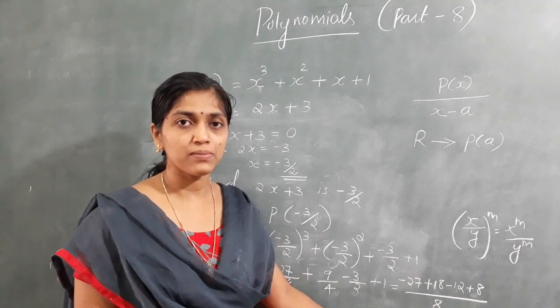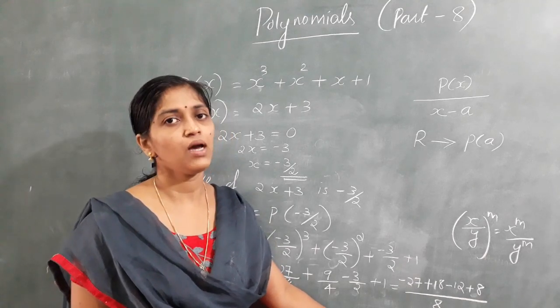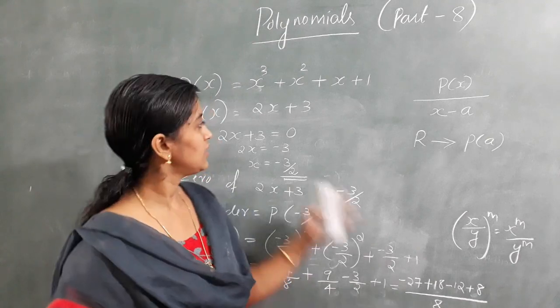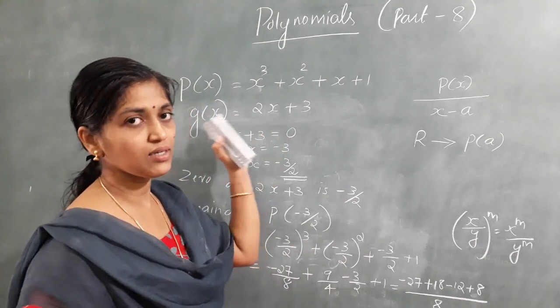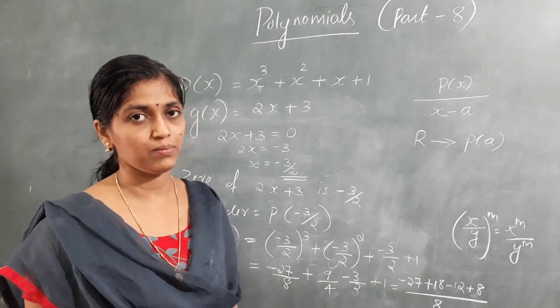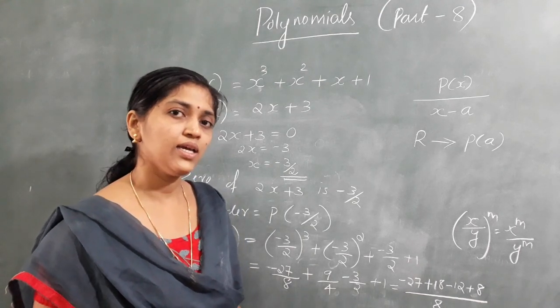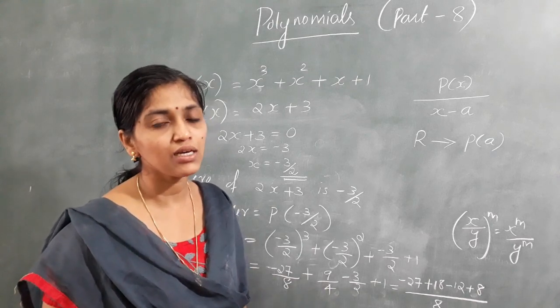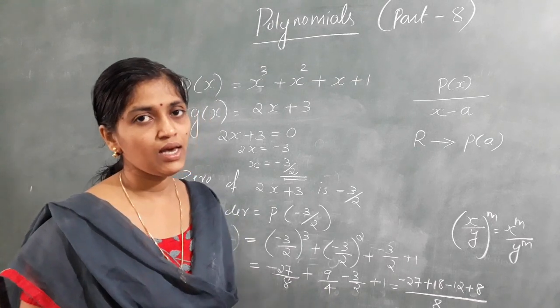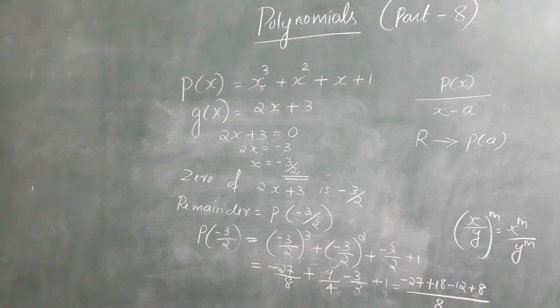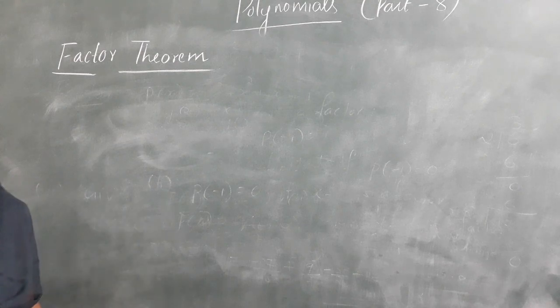That is problems related to remainder theorem, how to find the remainder, when the divisor is a linear polynomial. So, I told remainder theorem is used only when the divisor is a linear polynomial. Okay, I think it is clear to you all. So, we will move to the next, factor theorem.